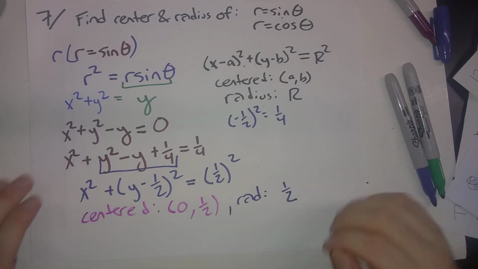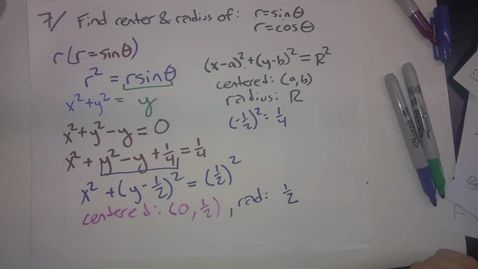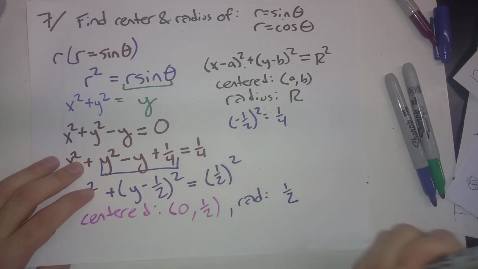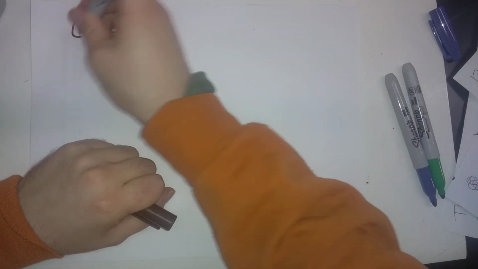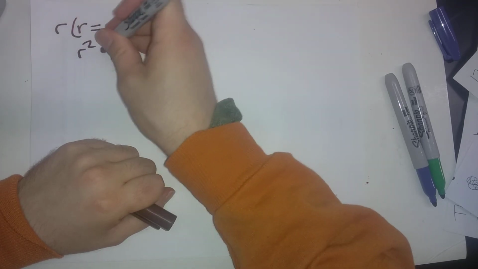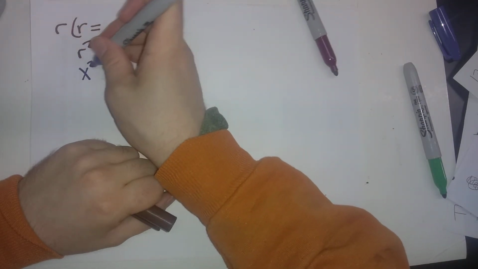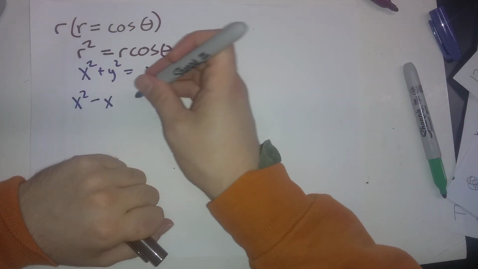Okay, if you haven't done this one before watching this video, you might want to try r is equal to cosine theta yourself before watching the rest of the video. But I will now work out this one as well. It's going to go through in very much the same way. So we have r is equal to cosine theta. We multiply both sides by r to get r squared is equal to r cosine theta. We know this is x squared plus y squared, and we know this is x now. We subtract x from both sides.